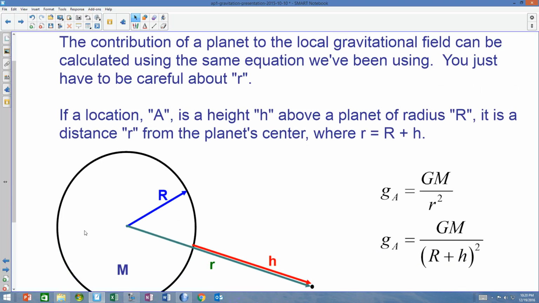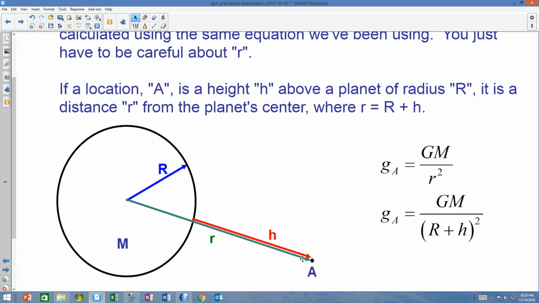If a location A, as seen here in the diagram, is at a height h above a planet which has a radius r, then that distance little r is going to be the radius of the planet, which you see here, plus the h. Okay? So GA becomes GM over the quantity r, the radius of the planet, plus the height above the surface, squared.